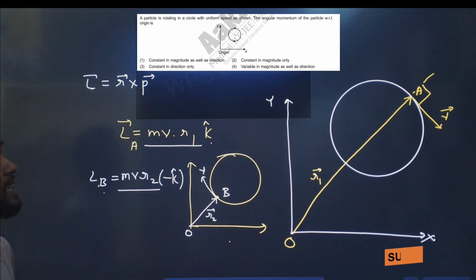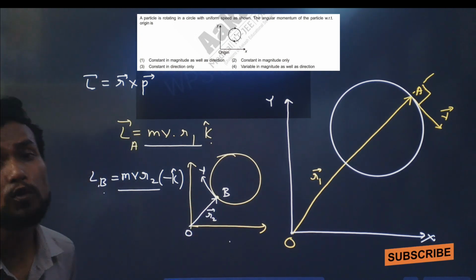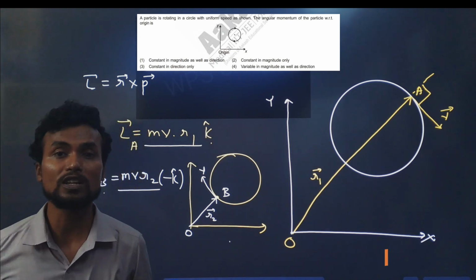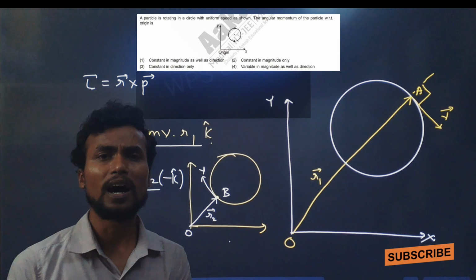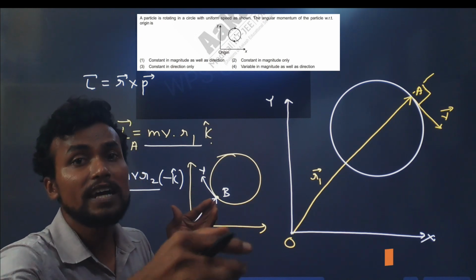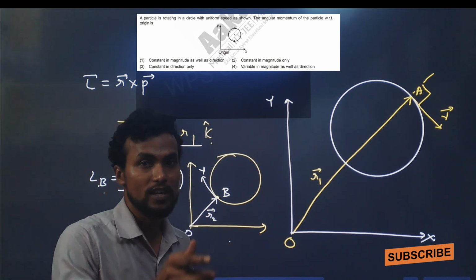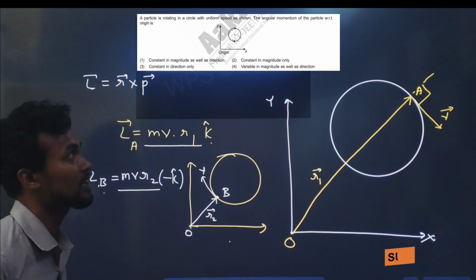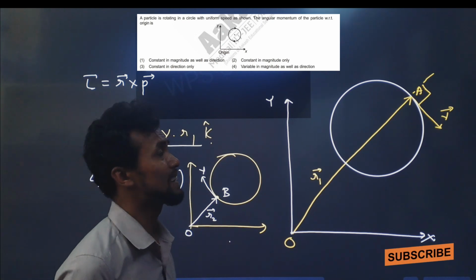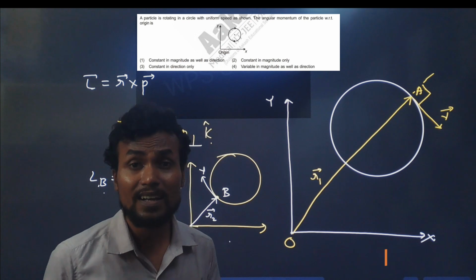That means the magnitude is different because the position vector keeps on changing. And as the particle is moving in the XY plane, for half a rotation the direction vector is along K cap, and for the other half rotation it is along minus K cap. So the correct option is option 4, variable in magnitude as well as in direction.